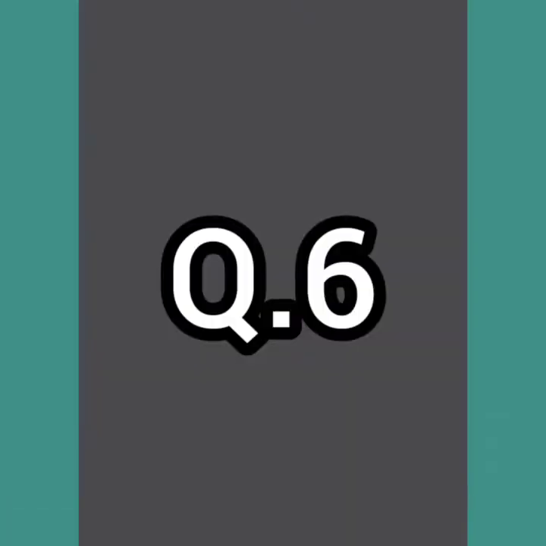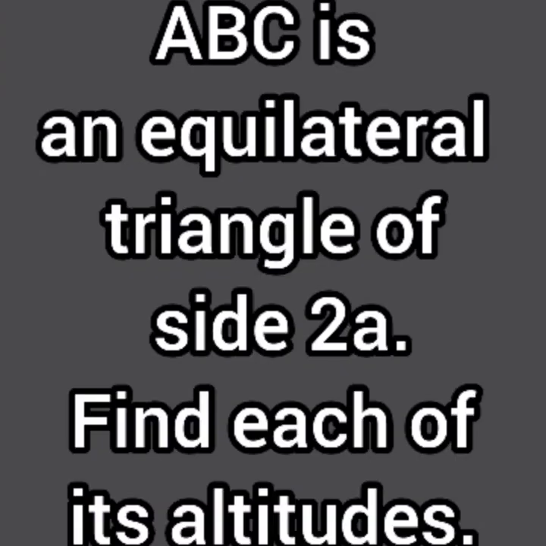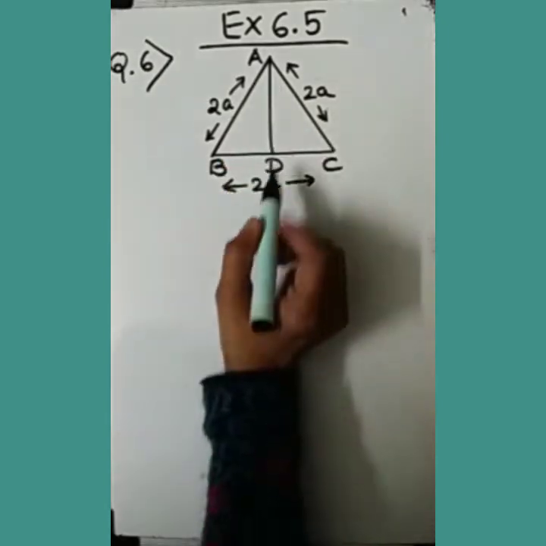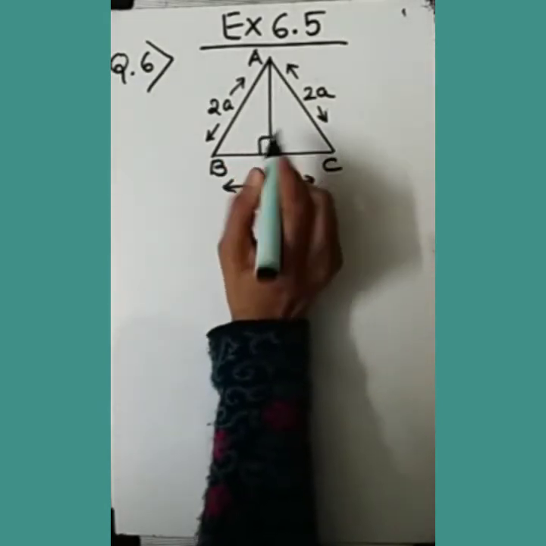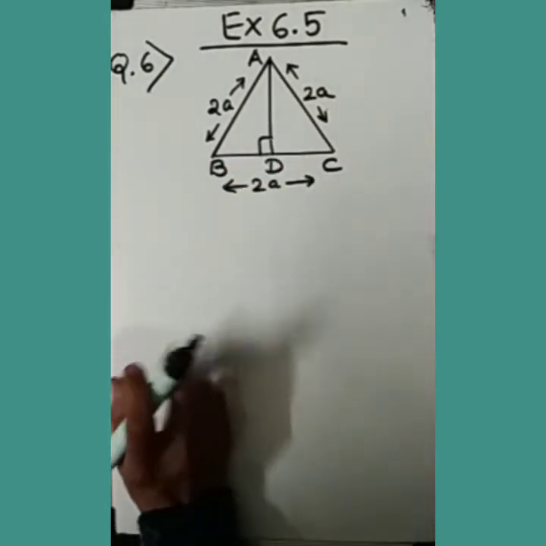Okay, dear student. Now let's see exercise 6.5, question number 6. Let's see what we are given in the question. ABC is an equilateral triangle. All three sides are equal and the length of each side is 2A. Find each of its altitudes. The altitude forms a 90-degree angle here. It is perpendicular, we know.